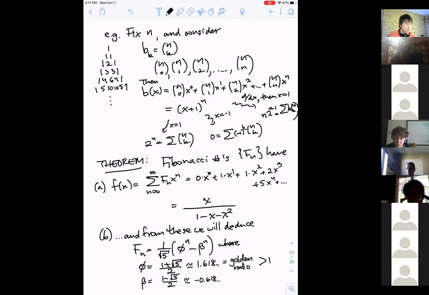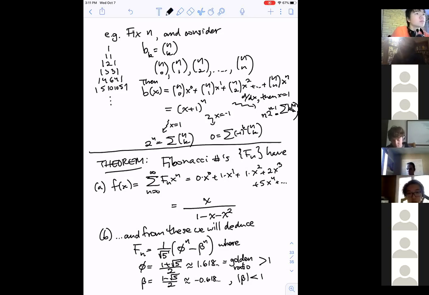And the point is, in absolute value, it's less than 1. So I need space. So let's take this theorem. Should really have some kind of dividing line. Let's take this over here to the next page.